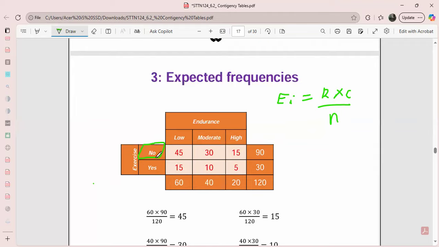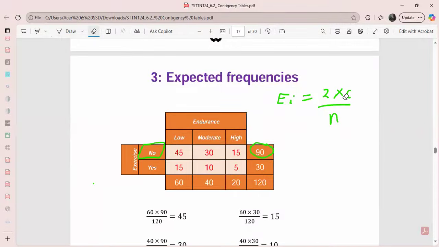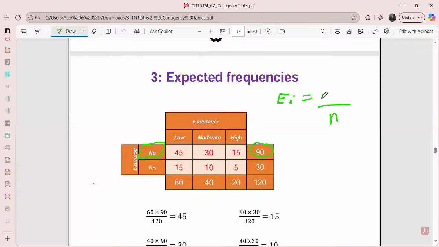So now we start with the one for no. What is the row total for no? It's 90. But what we can do here to make sure that students don't get confused is just do it like this. We start with the column total multiplied by the row total. This is the formula that you guys can use.